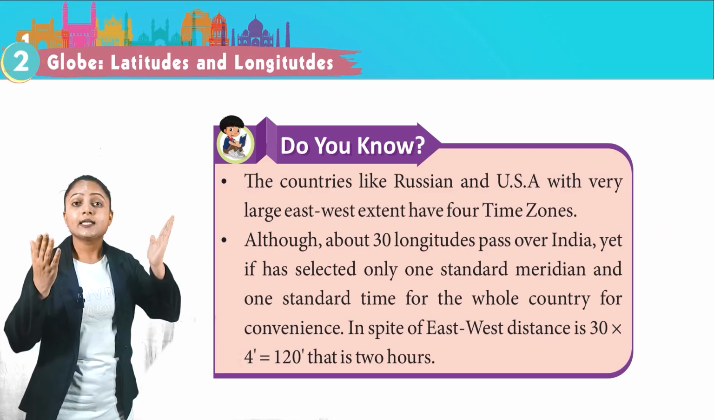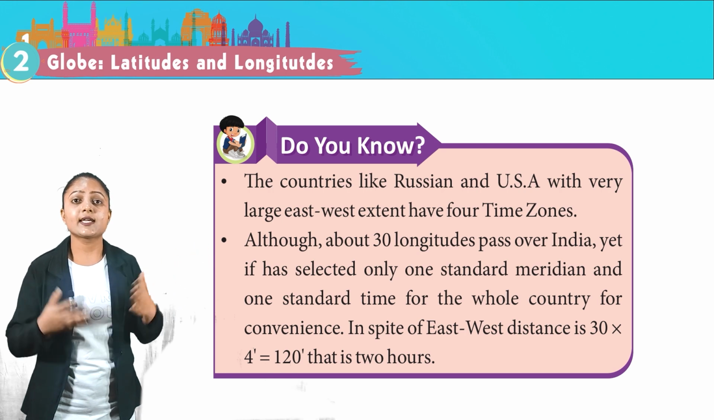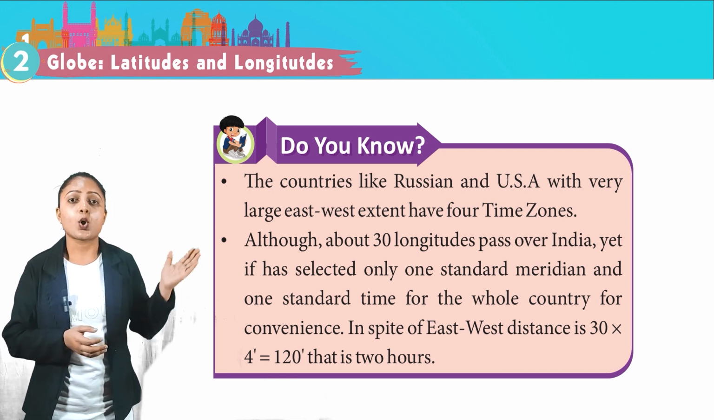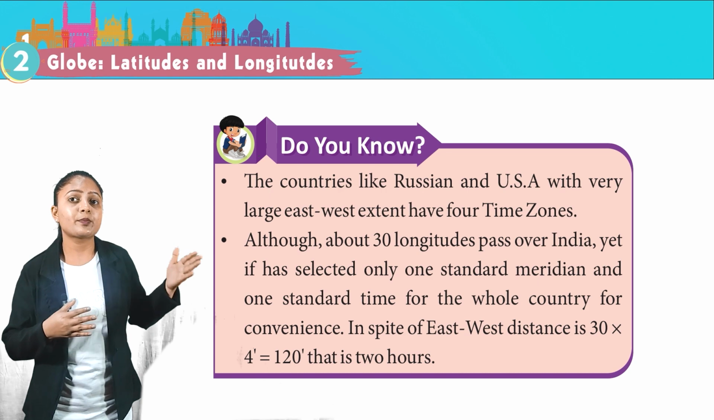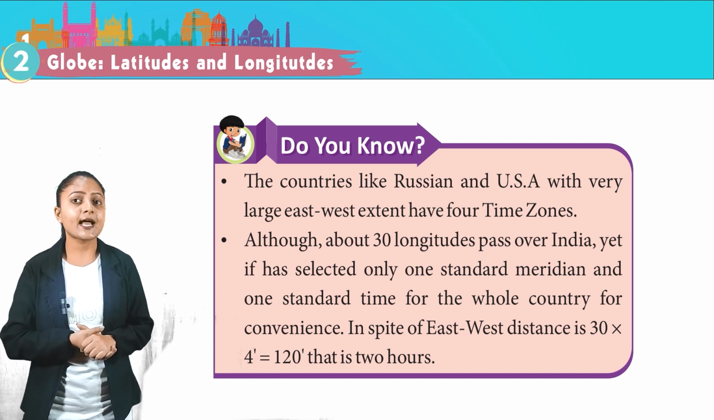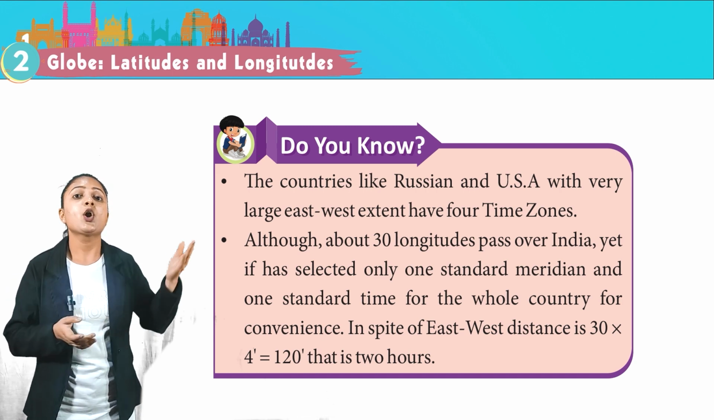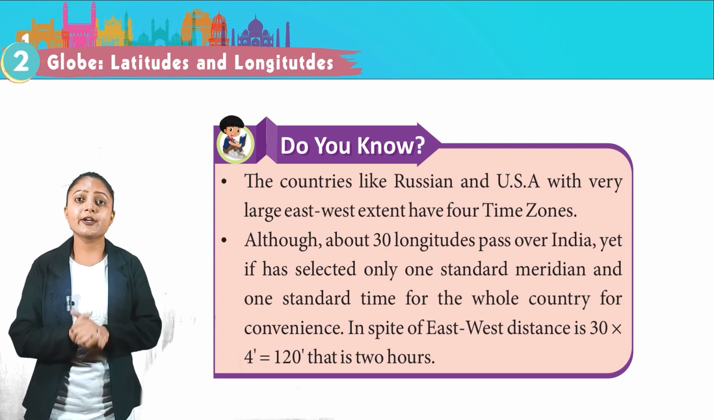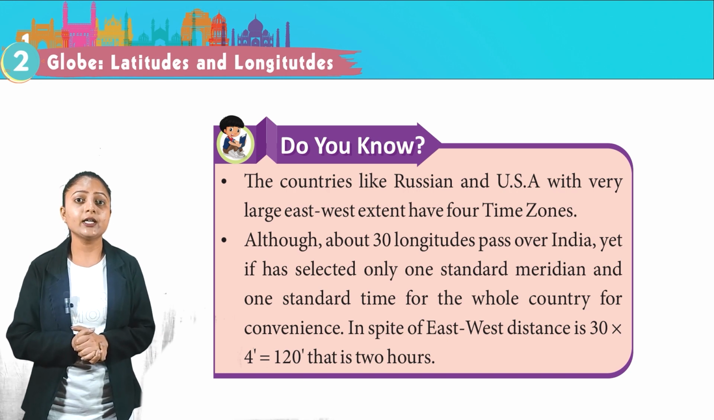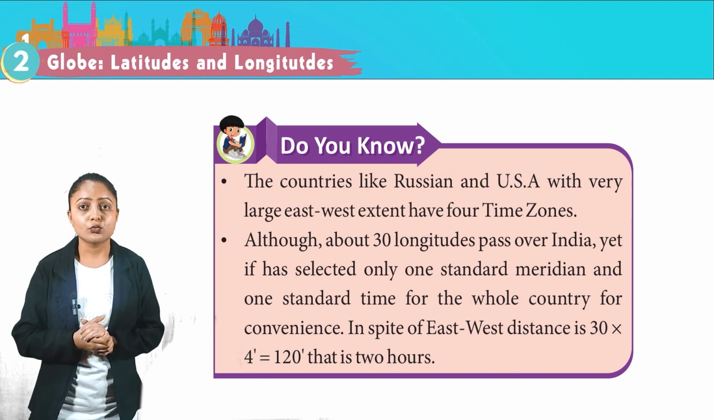Do you know? Countries like Russia and USA with very large east-west extent have several time zones. Although about 30 degrees of longitude pass over India, yet it has selected only one standard meridian and one standard time for the whole country for convenience. The east-west distance is 30 into 4, which is equal to 120 minutes, that is 2 hours.